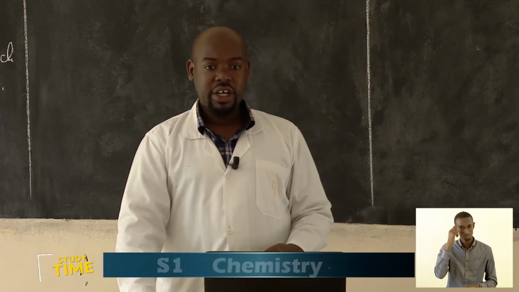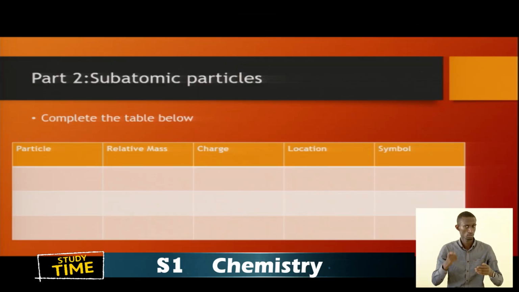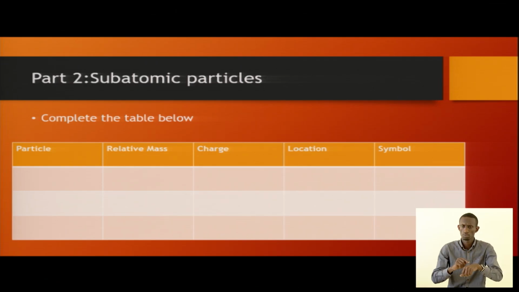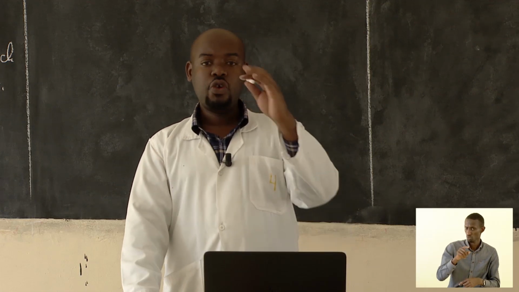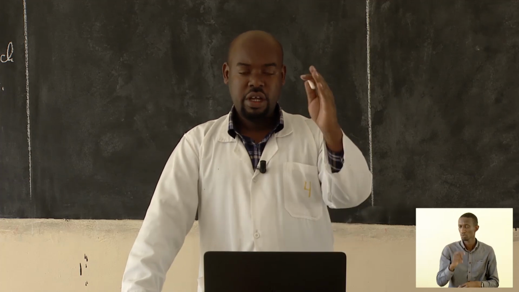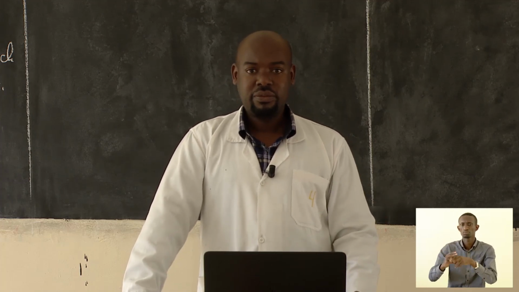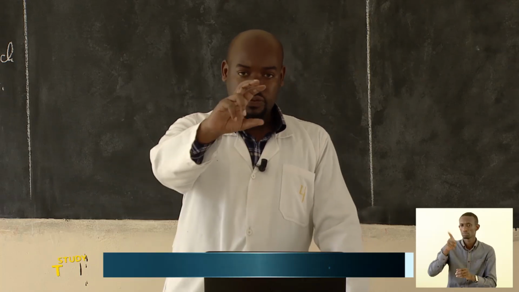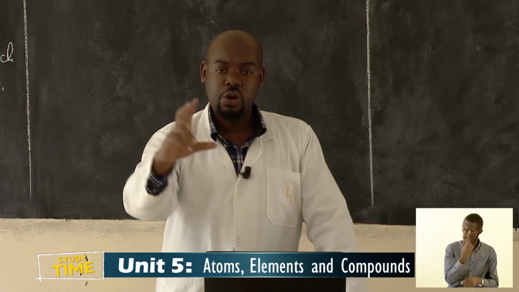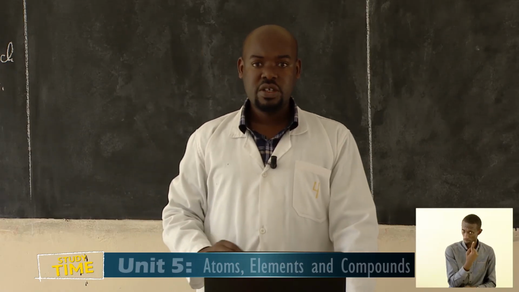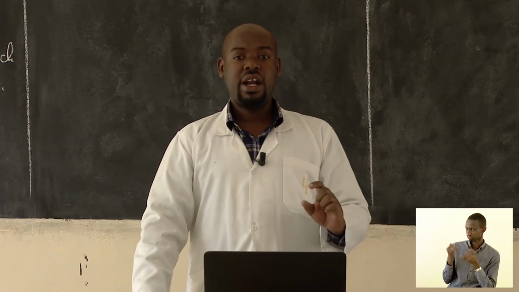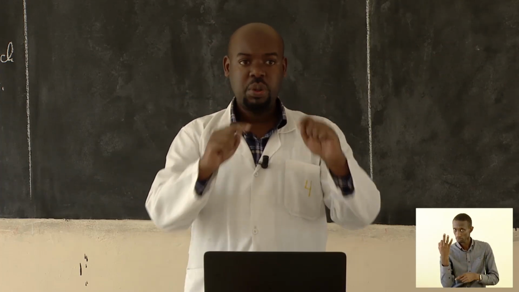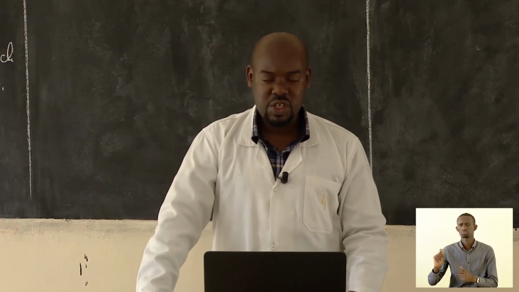So here we have a table to be completed. And I will give you one particle and its properties, and the 2 remaining particles, you will name them and give their respective properties. So I give you the first particle with its respective properties. You try the second one, and I give you the answers. And for the third one, you will complete it, and give the respective properties.